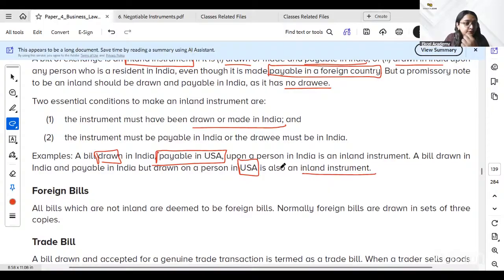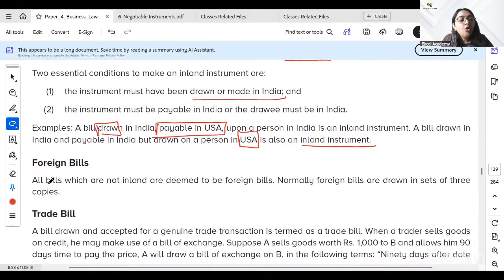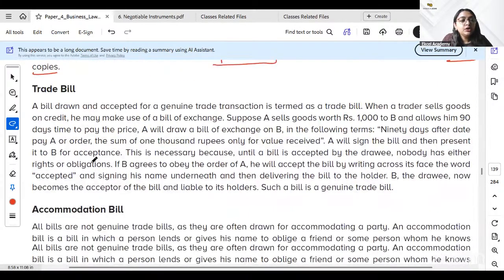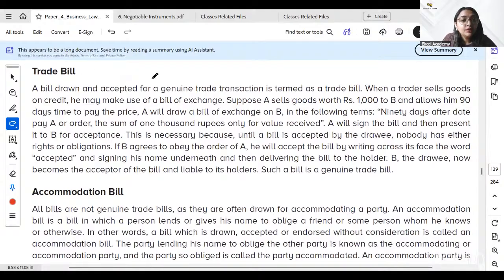Next, we move on to the concept of foreign bills. All bills which are not inland are deemed to be foreign bills. And they are normally drawn in a set of 3 copies. Then we move on to understanding the concept of a trade bill, which is for a genuine trade transaction.